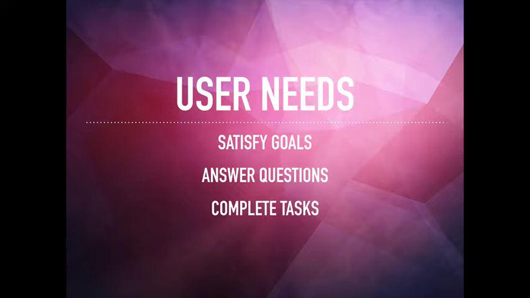Through this lens, let's talk a little bit about potential user needs. Users, when they come to a website, are broadly trying to get one of three things taken care of. They want to satisfy a goal of some kind, get their questions answered, or complete tasks of some kind. That's why people come to websites, generally in those three categories.